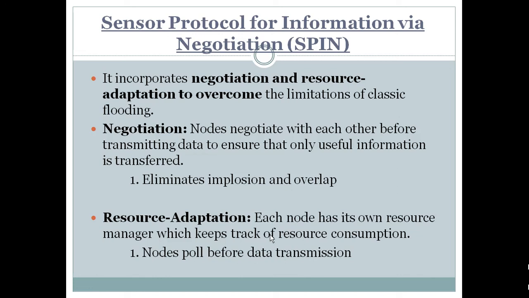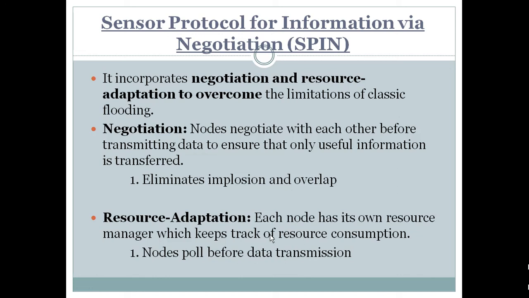And second, we are also checking whether the resource is sufficient to send the data. The node which has the minimum resource consumption will be able to send the data to the destination node or the intermediate node. Because it is based on data-centric routing, we are able to eliminate all three problems of flooding.